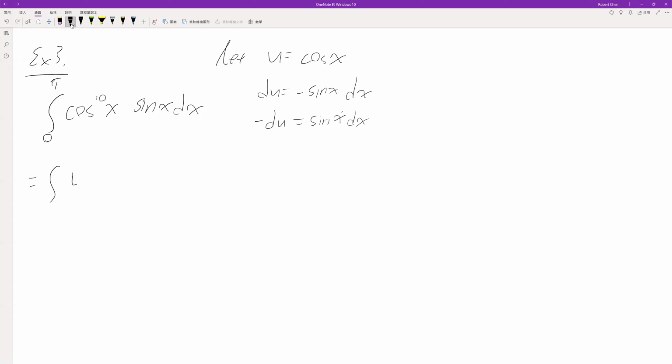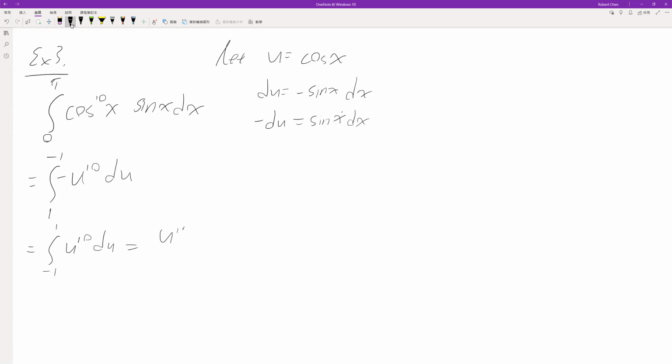All right, so cosine is u, so u to the 10th power times negative du, right? And you'll see that it actually becomes very nice. We just have a simple power rule. And let's take care of the bound. So theta, pi into here, so cosine pi is negative 1. And then 0 in here, cosine 0 is 1. All right, 1 to negative 1. Or we can just flip it from negative 1 to 1 and then change the sign on this, which is u to the power of 10 du.